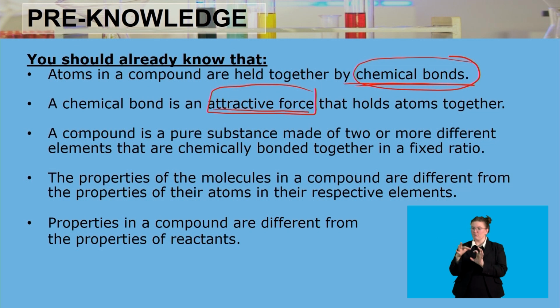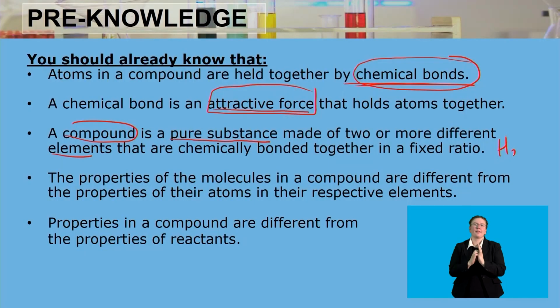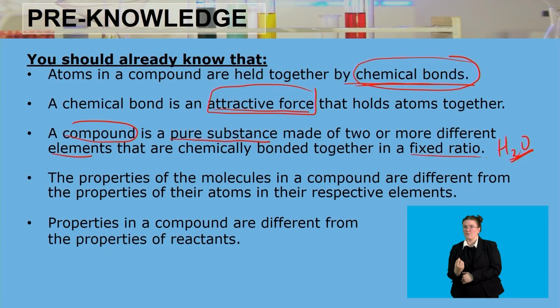In addition, a compound is a pure substance which is made up of two or more different elements. Those elements are chemically bonded together in a fixed ratio. We can take an example of our common compound, which is H2O. The ratio that makes up H2O is that for every 2 atoms of hydrogen, there must be 1 atom of oxygen. So the ratio is 2:1. That's what we mean by a fixed ratio.